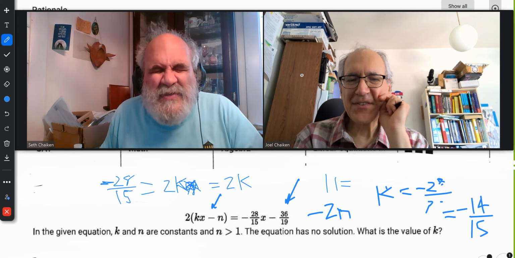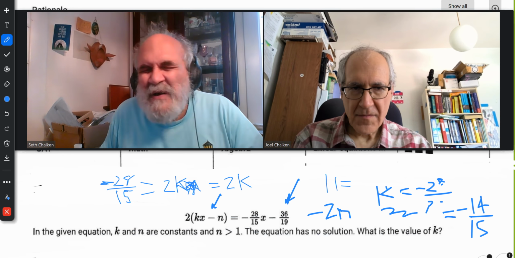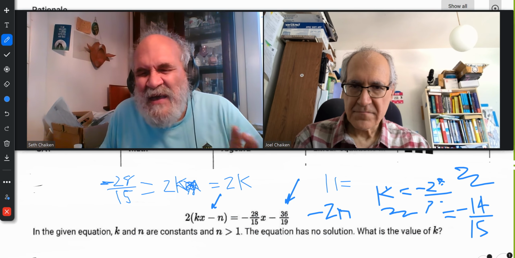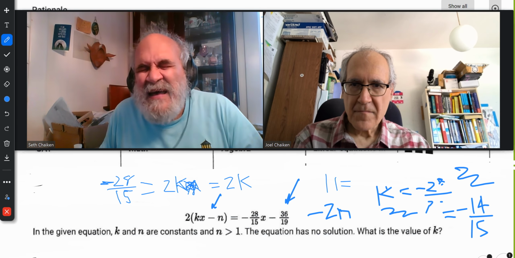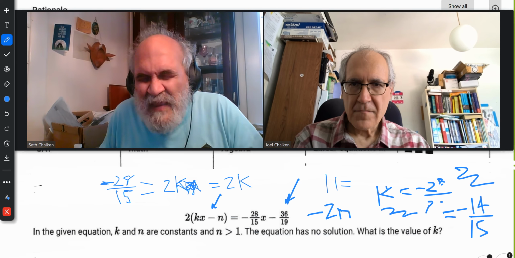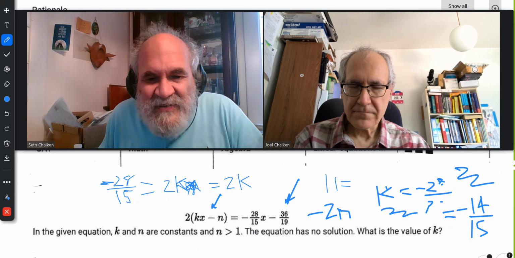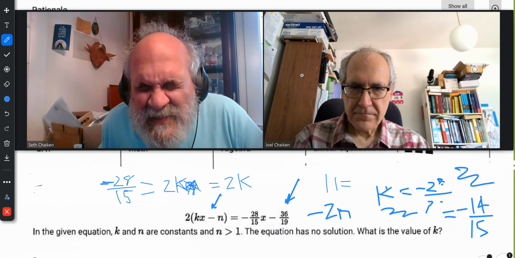However, what they could do is say n is fixed but unknown, and the equation has no solution. In that case, k is determined. The answer is negative 14/15, and also n is restricted. N must be different from 18/19.